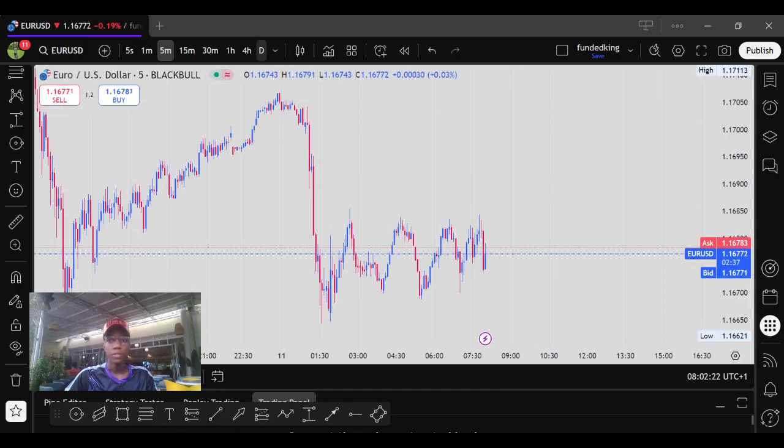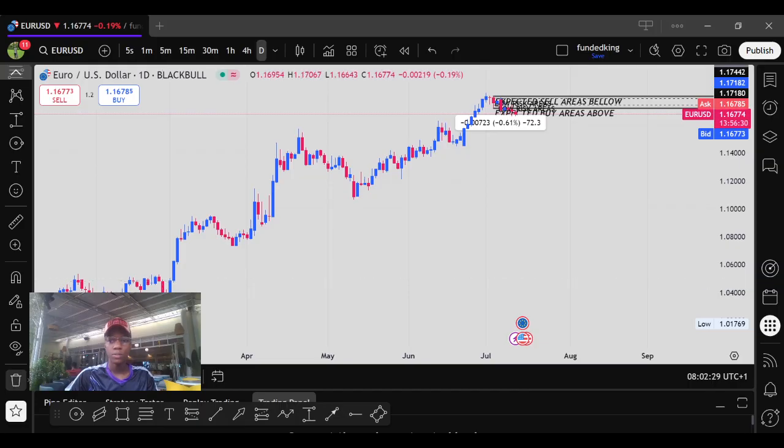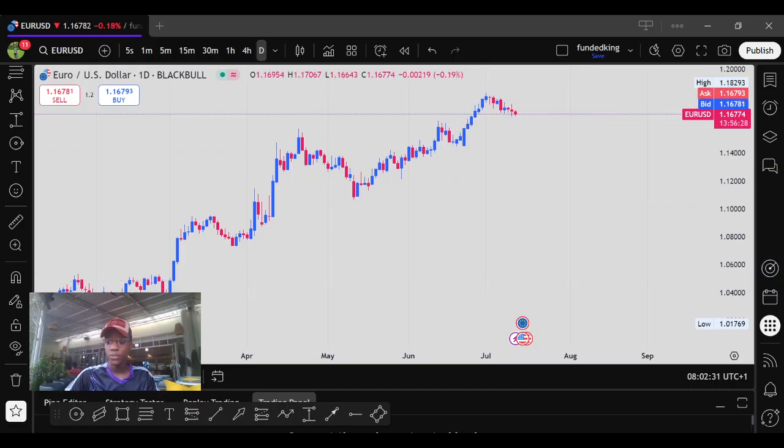Okay, so this is Euro USD. What we normally do is what we call the top-down analysis. In top-down analysis, we normally analyze the market from higher time frames to lower time frames. Are we together? From higher time frames to lower time frames. So now we are doing it.